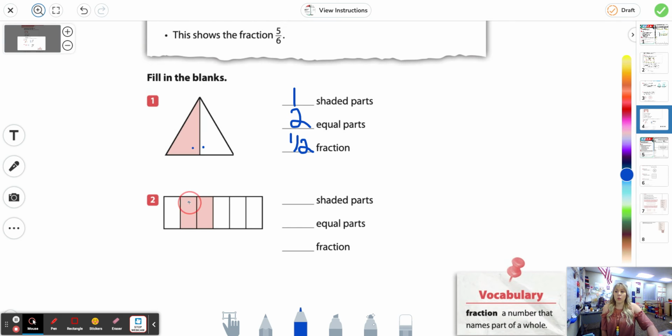Now let's look here. 1, 2 shaded parts. How many equal parts? Now sometimes we want to count the white pieces. Well, we have to count all of them. 1, 2, 3, 4, 5, 6. There are 6 equal parts altogether. So it's broken into sixths. There are 2 of those shaded. So the fraction that's shaded is called 2/6. Again, if you need to pause the video, go ahead and press pause.